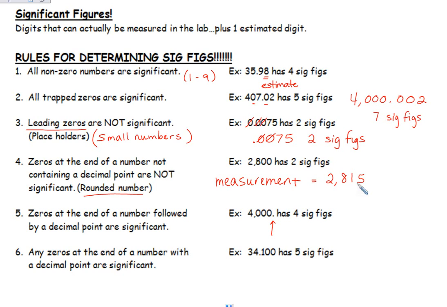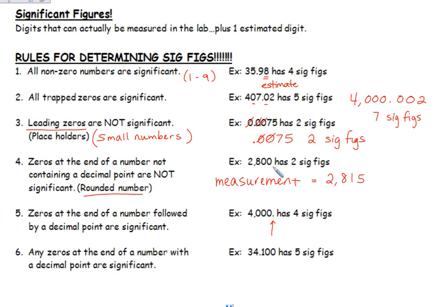Okay, so you'd round it, 2,800. But to show that these zeros were not the original measurement, you do not put a decimal spot in. And then the only 2 figures that are significant are the 2 and the 8. Those zeros were not measured. So to show that, I don't put a decimal spot in.